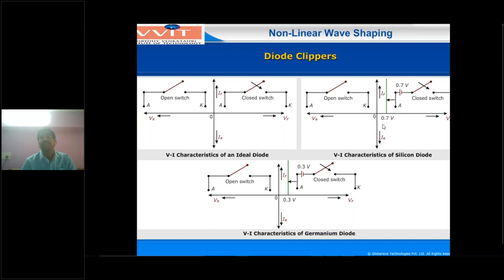Similarly, we show the silicon diode. It is an open switch in the reverse bias condition, and in forward bias the cut-in voltage V gamma is also shown. V gamma for silicon is generally considered 0.7 volts, and RF is generally a very small value, which is neglected. That is the closed switch indicator. Similarly, for the V-I characteristic of the germanium diode in reverse bias and forward bias, the cut-in voltage is considered 0.3 volts.